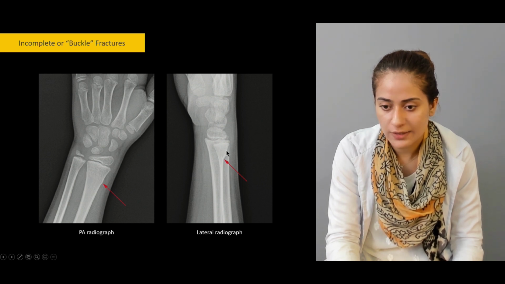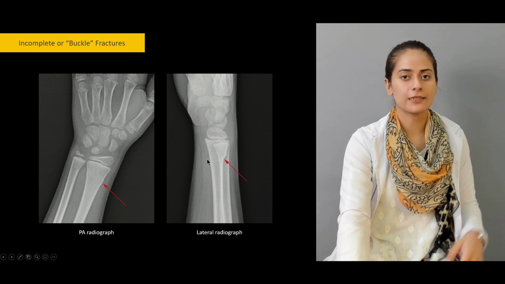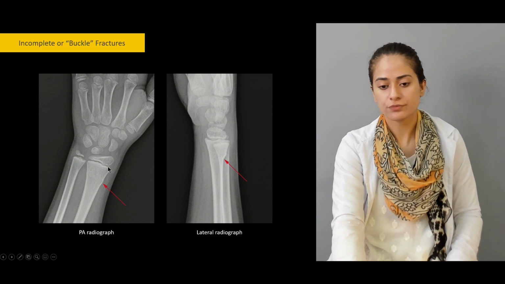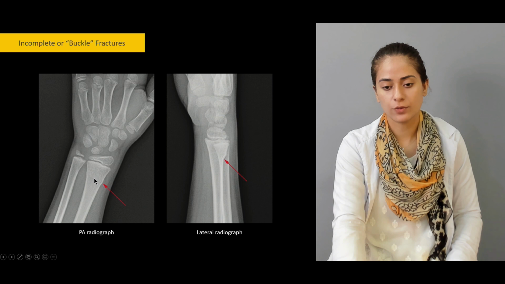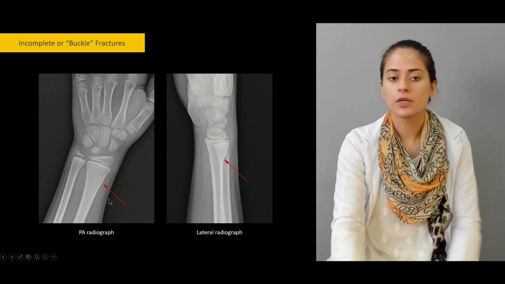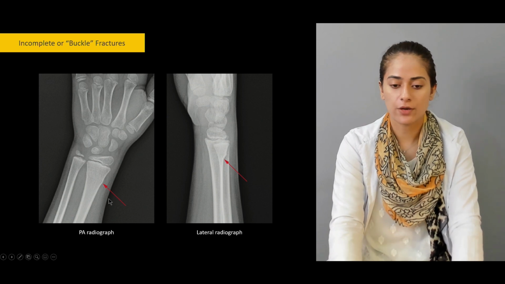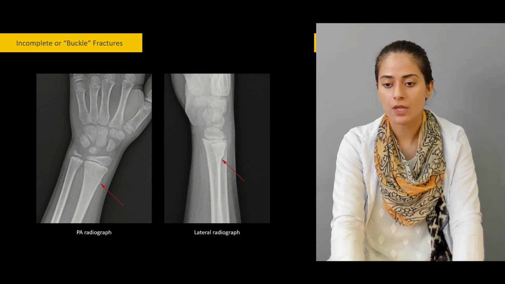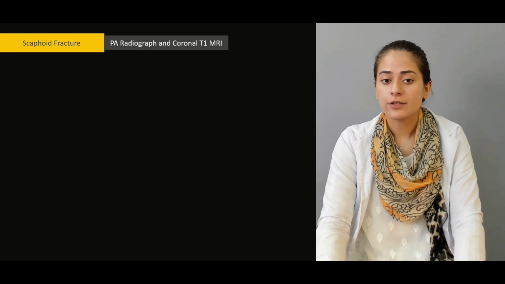So here we can only see this little bend in the bone, but here we can also visualize the fracture line. So that is the incomplete buckle fracture and how it appears on X-ray. Now we're going to talk about scaphoid fractures.